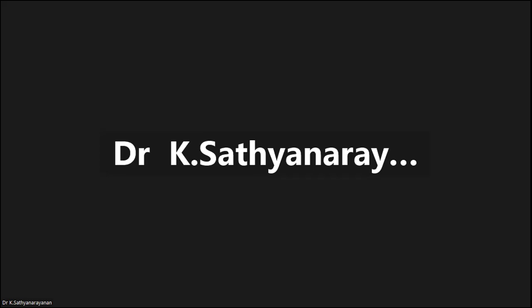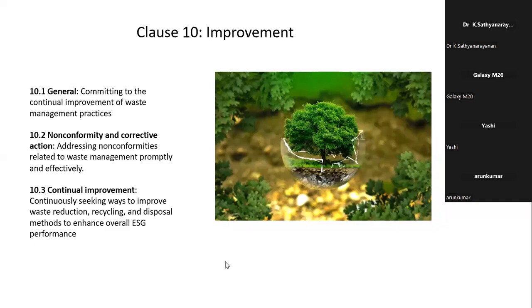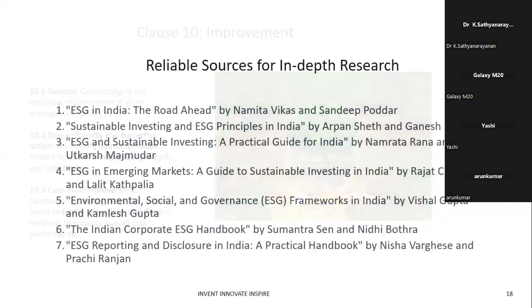So make sure that your objectives have been drawn in the right way to ensure the effectiveness of your entire ISO 14001. So my dear friends, I hope you have understood how important this objective setting is for your organization with respect to your ESG, with respect to your environmental parameters.